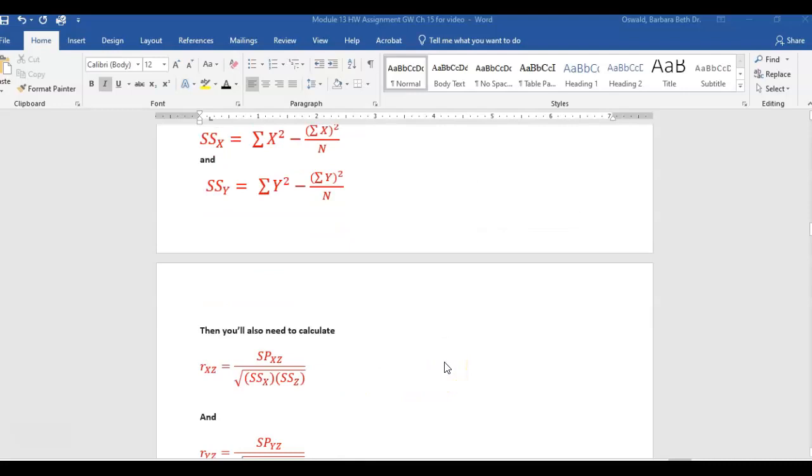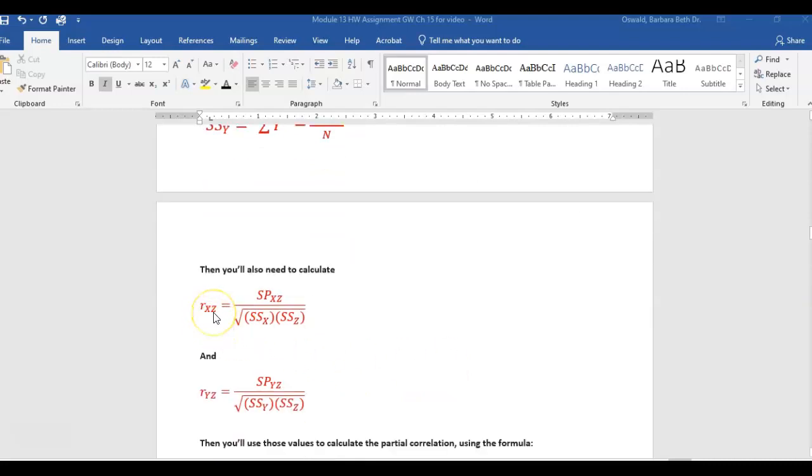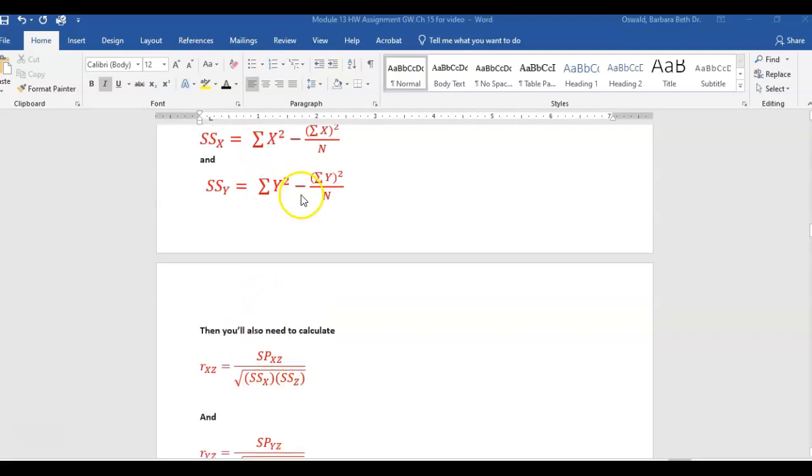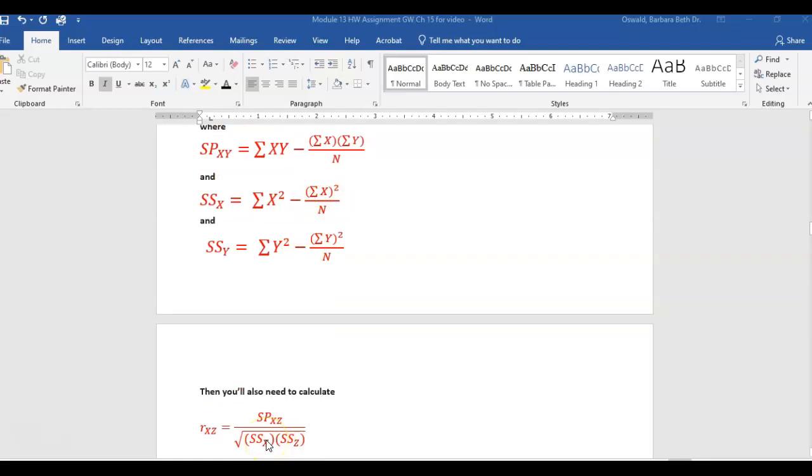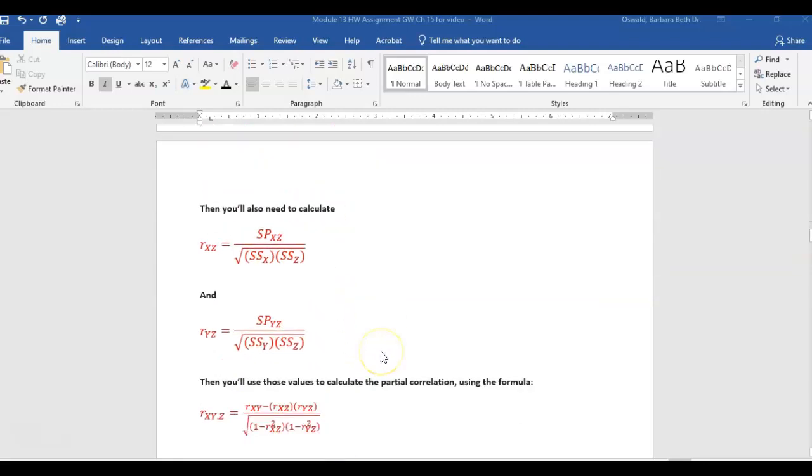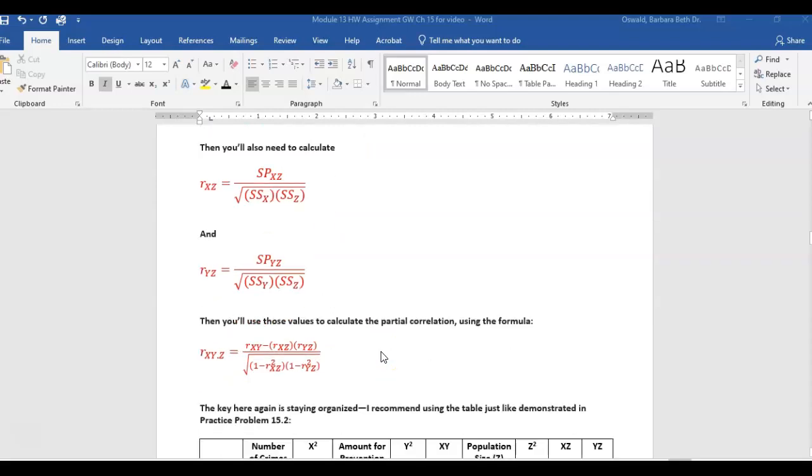And then we're going to have to calculate the correlation between x and z. It's the same formula, but instead of x and y, we're using x and z. Now, if you calculate sums of squares x above, you can use it here, it's the same x. It's just you'll need to get the z. And then we'll also have to calculate our r xy dot z, which is the partial correlation. It's the correlation between x and y while holding z constant. And here's the formula for that.